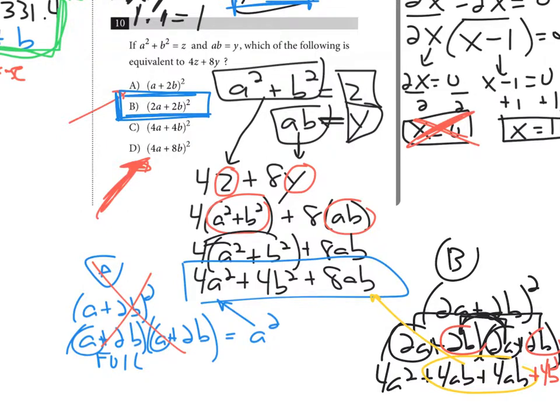I could have also ruled out answers C and D, because when I FOIL, 4a times 4a is 16a squared, and that's no good. I only needed 4a squared. Same difference here. 4a squared is going to be 16a squared, and that's no good. So here my answer is letter B.